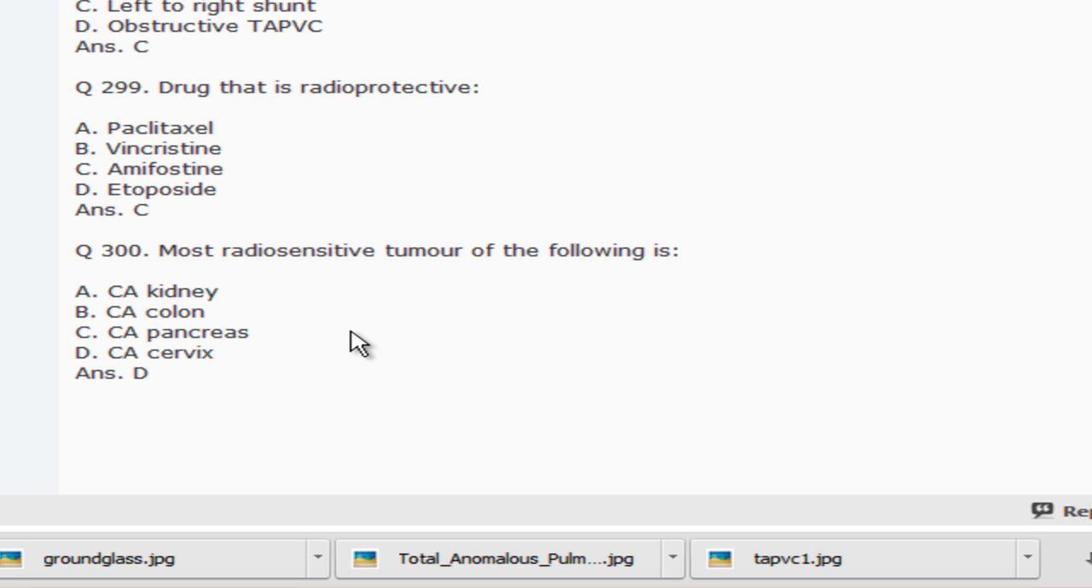Regarding highly radiosensitive tumors, you can remember them by the mnemonic WELMS, W-E-L-M-S. W stands for Wilms tumor, E for Ewing sarcoma, L for lymphoma, S for seminoma, and M for myeloma. Not melanoma. Melanoma is radio resistant. You should remember this. You should not get confused in mnemonics. W for Wilms, E for Ewing's, L for lymphoma, M for myeloma, and S for seminoma. Okay, thank you.